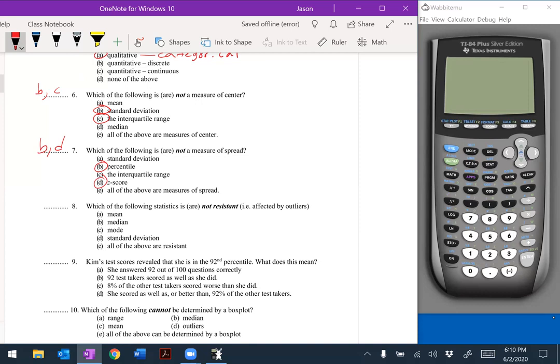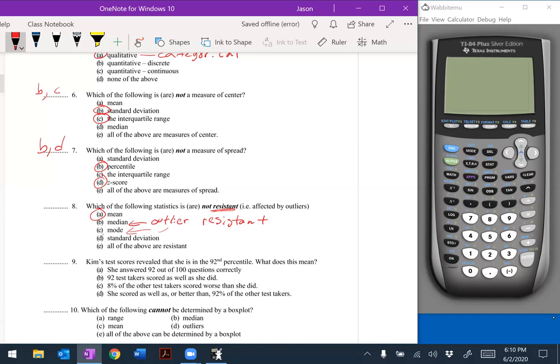Which of the following statistics are not resistant to outliers? Well, which one is resistant to outliers? The one that is resistant to outliers is the median. Outlier resistant is the median, so that would not be true. The mode is also outlier resistant because it really doesn't matter on the outliers. The mean is not outlier resistant.